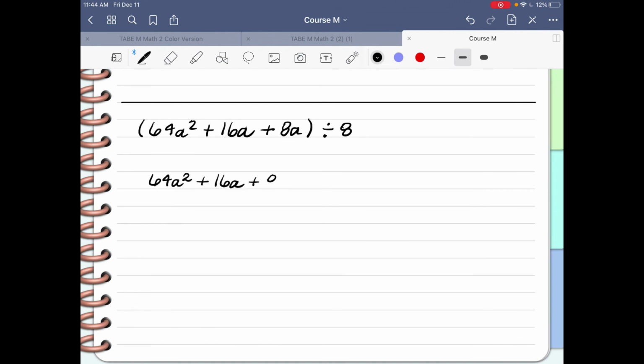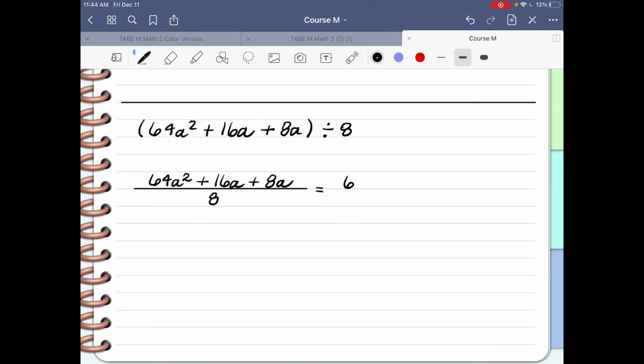And you can drop the parentheses because we're making a double decker here. You don't have to keep them, or you can if you want to. It doesn't matter. And put your 8 on the bottom. That divisor becomes the denominator.